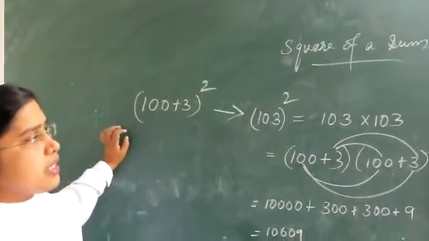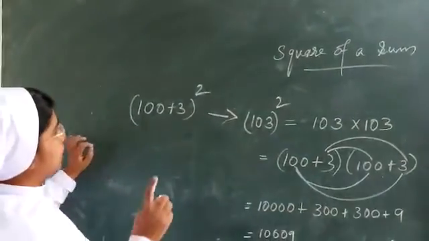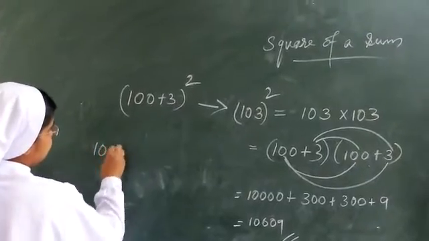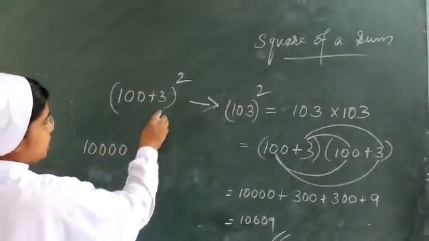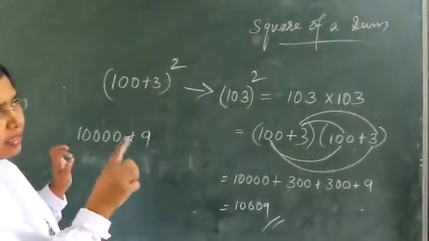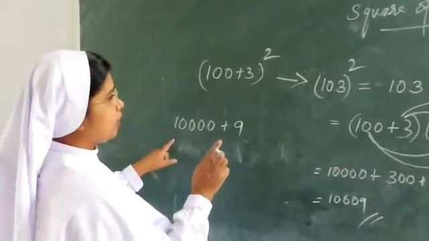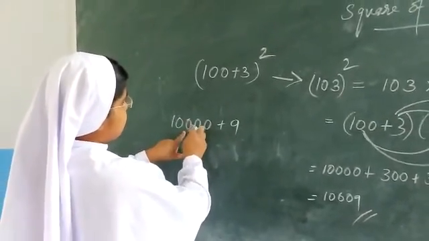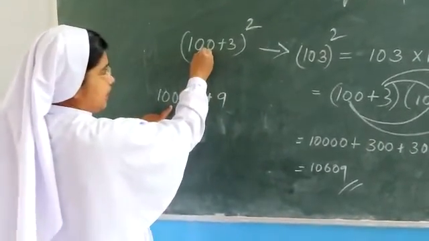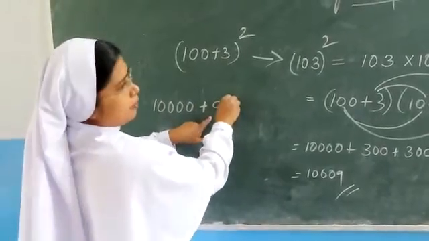We said that it is the sum of squares of two numbers. You see, what is the square of this number? 100 squared is 10,000. What is the square of this number? 9. According to the general formula given, it is the sum of the squares of two numbers. Sum means to add. The square of 100 is 10,000 and the square of 3 is 9, plus what else is given?